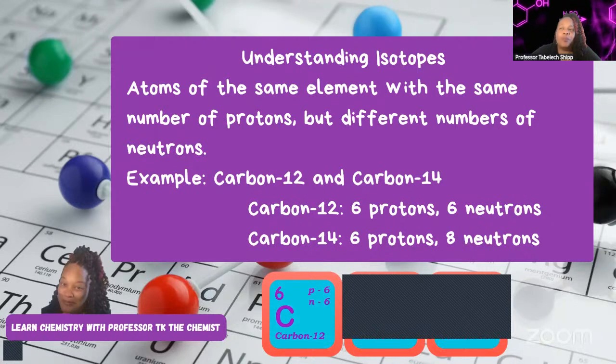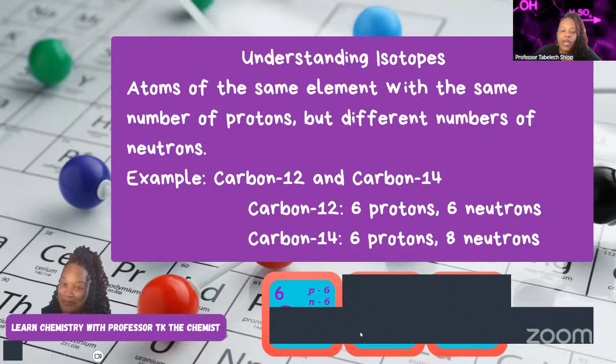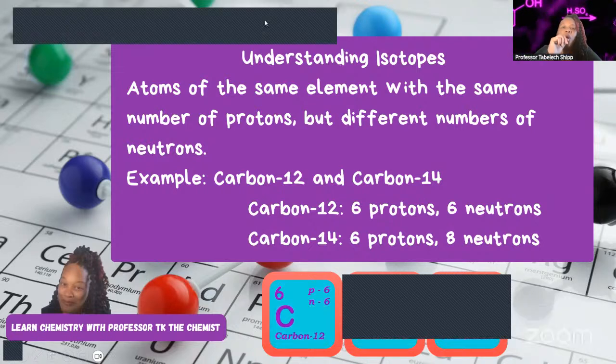Understanding isotopes. Now, isotopes are not difficult to comprehend, but what I can tell you is that if you do not get to understand isotopes, you're going to have a hard way to go when it relates to some of the information that you're going to have to know for your TEAS exam, okay? So isotopes are atoms of the same element with the same number of protons, but different numbers of neutrons. That is what an isotope is.